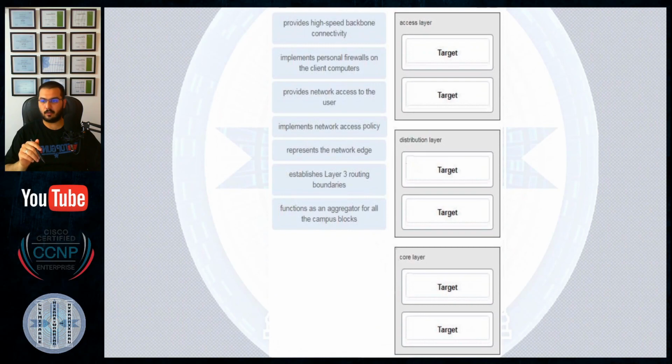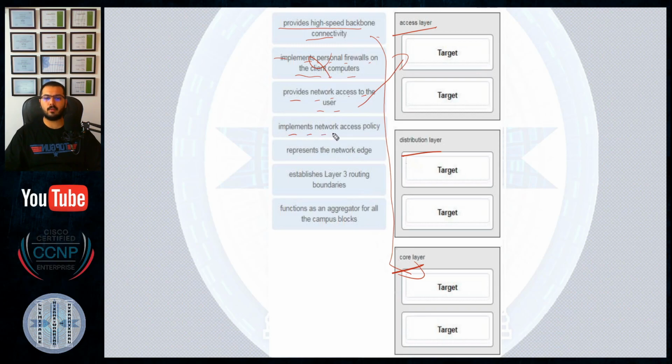Question 40 will be who is access, who is distribution, and who is core. Provides high-speed backbone connectivity. We have discussed that. This is core. Implements personal firewalls on the client computers. A firewall. Provides network access to the user, the access, that is clear. Implement network access policy, the access guy as well.